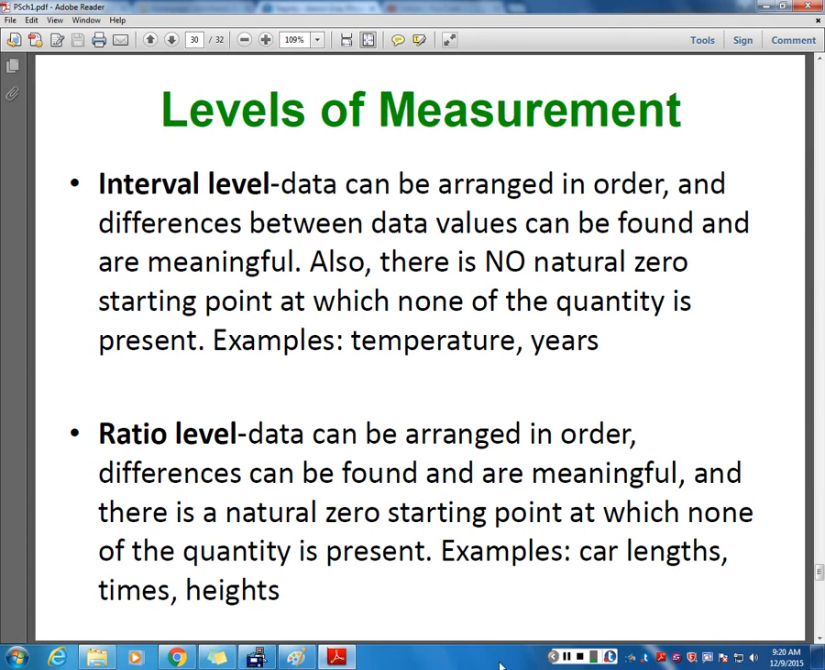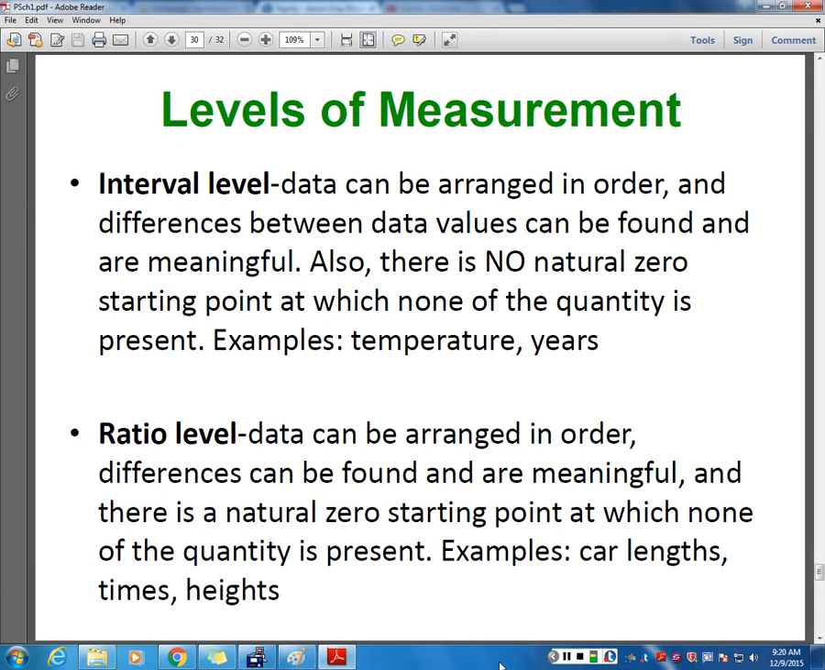Years is similar. There's no year 0. We have years like 2015, 2002, 1980. But there is no year 0. So that's the interval level as well. Even if there were a year 0, it would not mean that there were no years present. It's just a 0 on a scale.